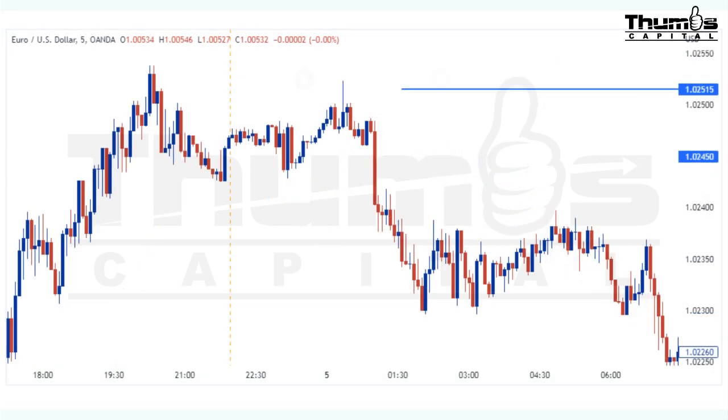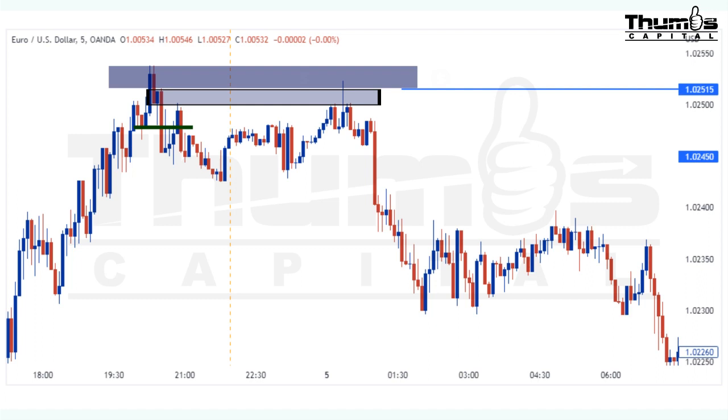Still on the 5-minute Euro USD chart, here we have 1.02515 price as our predetermined sell zone with this rectangle representing the zone. Price hit the zone right here with this higher high, followed by the break of structure by this candle that breaks and closes below the higher low to complete the common reversal setup. This last bullish candle here is the last bullish candle before the break of structure, which makes it the supply zone and entry zone for our sell order.